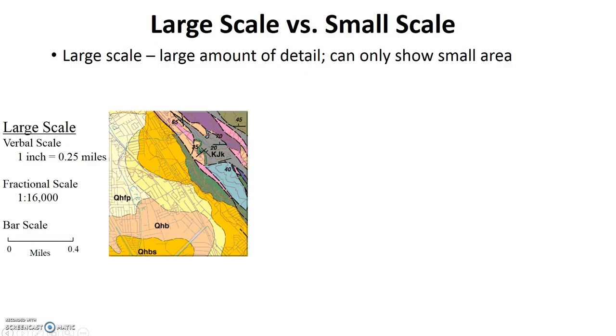Large scale maps typically show a small area of the Earth and thus can show a large amount of detail. Check out this map of soil types. There's a lot of detail. For example, you can see individual city streets on this map.